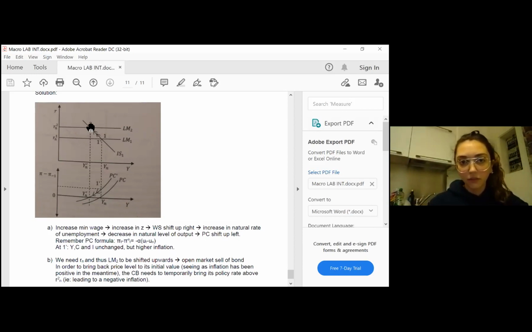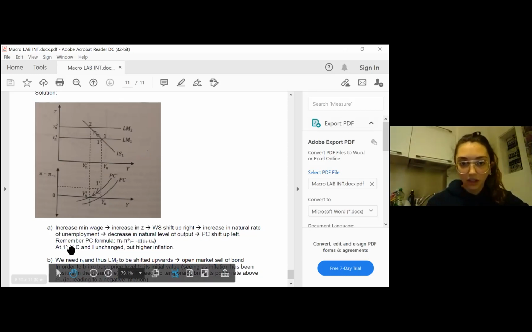So here, what do you have? You have your initial one with the IS and LM, and now your one prime, where is it going to be? You just shift PC up, okay? But remember, they told you IS does not move, okay? It was in the instructions. They said that IS is not moving. So that's basically the only thing that is happening, right? So what is going to happen? Y and C did not change here.